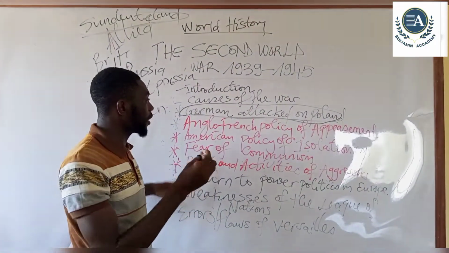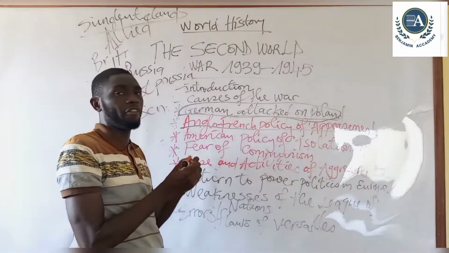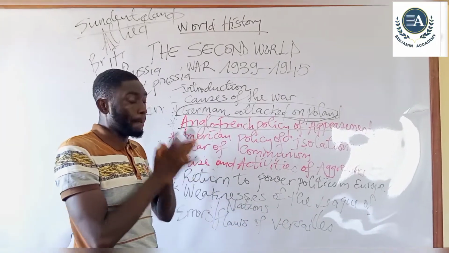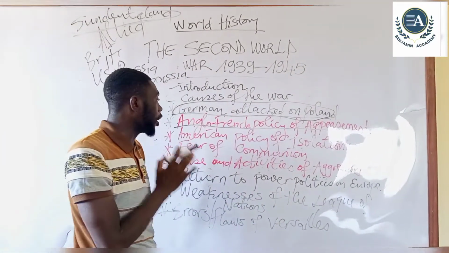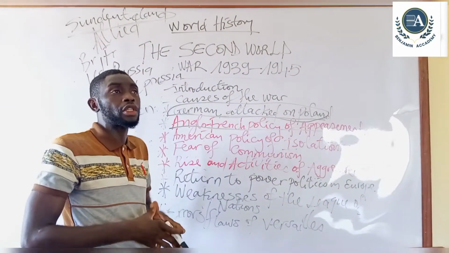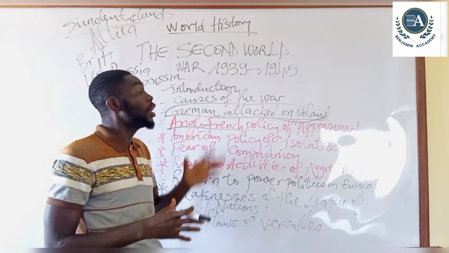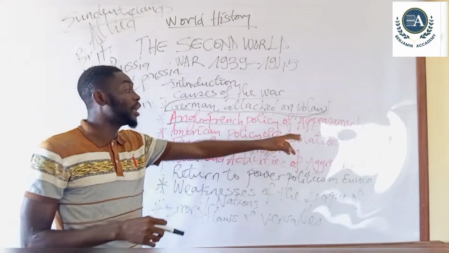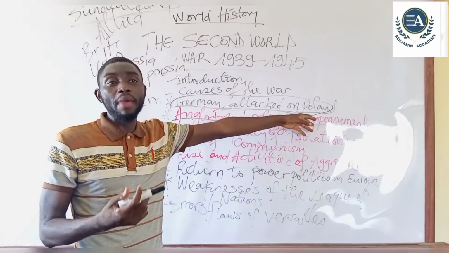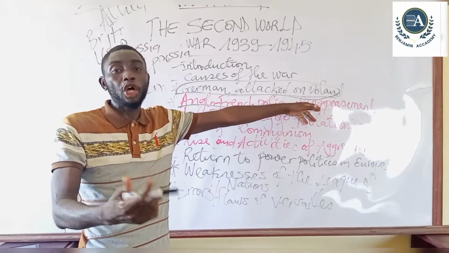Now, the second reason for the outbreak of the Second World War is the Anglo-French policy of appeasement. At the end of the First World War, Britain and France had suffered a lot of devastation. So they never wanted another war because they were so much involved in post-war reconstruction. And to avoid a war, Neville Chamberlain came out with a policy of appeasement. Appeasement means to grant the desires of the aggressors, to grant concessions to aggressors.